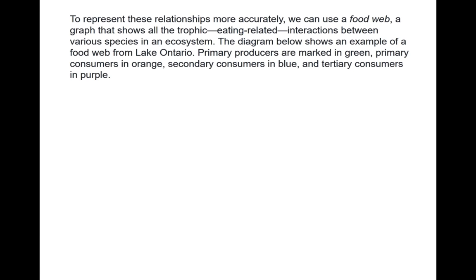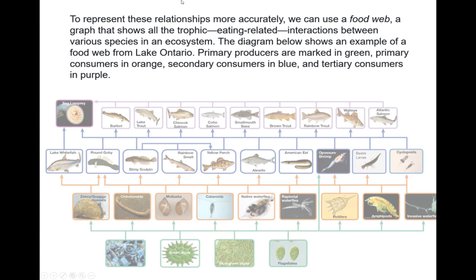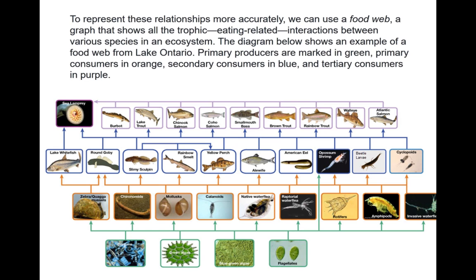To represent these relationships more accurately, we can use a food web, a graph that shows all the trophic eating-related interactions between various species in an ecosystem. The diagram below shows an example of a food web from Lake Ontario. Primary producers are marked in green, primary consumers in orange, secondary consumers in blue, and tertiary consumers in purple. So here's our primary producers. Here's our first level. These are our producers.